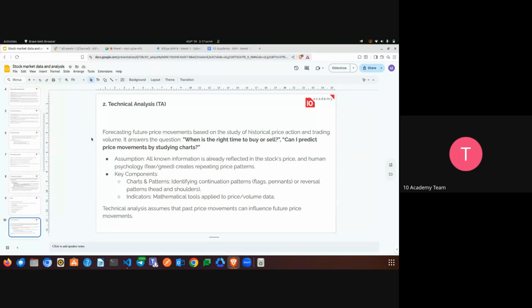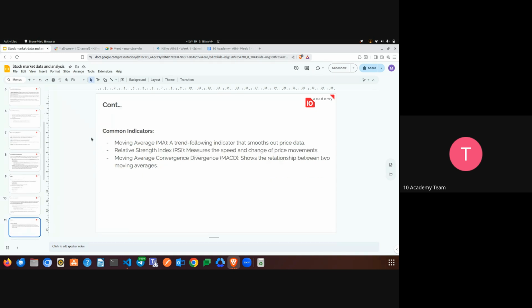So technical analysis assumes that past price movements can influence future price movements. So here in technical analysis, we are seeing a pattern, and we will determine the future price movement by seeing the past price movement. Common indicators in technical analysis are the moving average, the relative strength index, and the moving average convergence divergence. The moving average is a trend following indicator that smooths out price data. The RSI measures the speed and change of price movements, and the MACD shows the relationship between two moving averages.